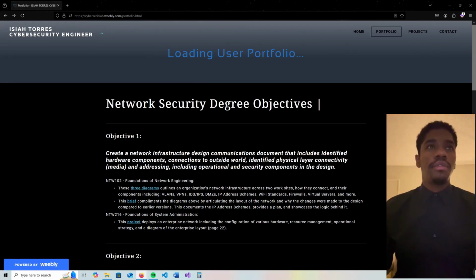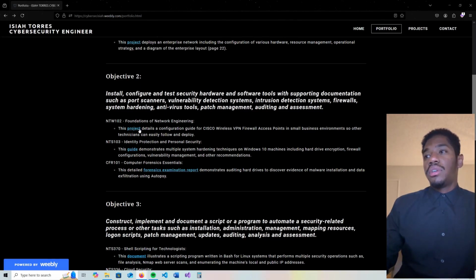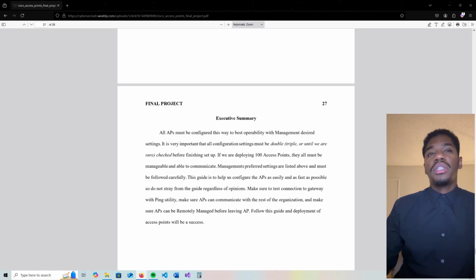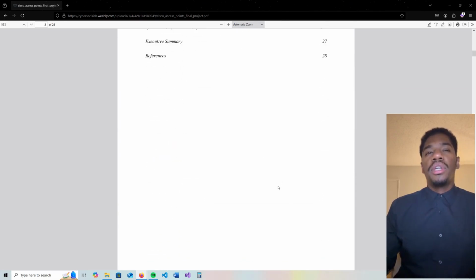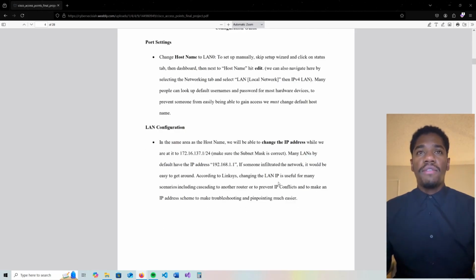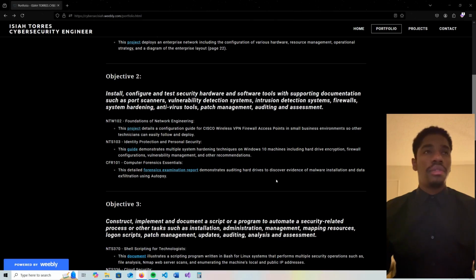So my next objective: install, configure, and test security hardware and software tools, including firewalls. Would definitely show this project right here because I directly install, configure, and test a Cisco wireless VPN firewall. This project is in detail with pictures and step-by-steps and table of content showing how an enterprise would want to configure one of these VPN firewalls with Cisco. So that directly corresponds to installing and configuring security hardware.